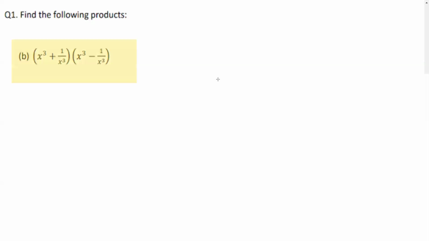The second part is also based on the same formula. Once again, I'll write it. a plus b multiplied by a minus b is a square minus b square. Now here I'm going to consider this as a and this whole thing as b. So this whole thing is b. Again, you can observe it is a plus b multiplied by a minus b, right? So it should be a square minus b square.